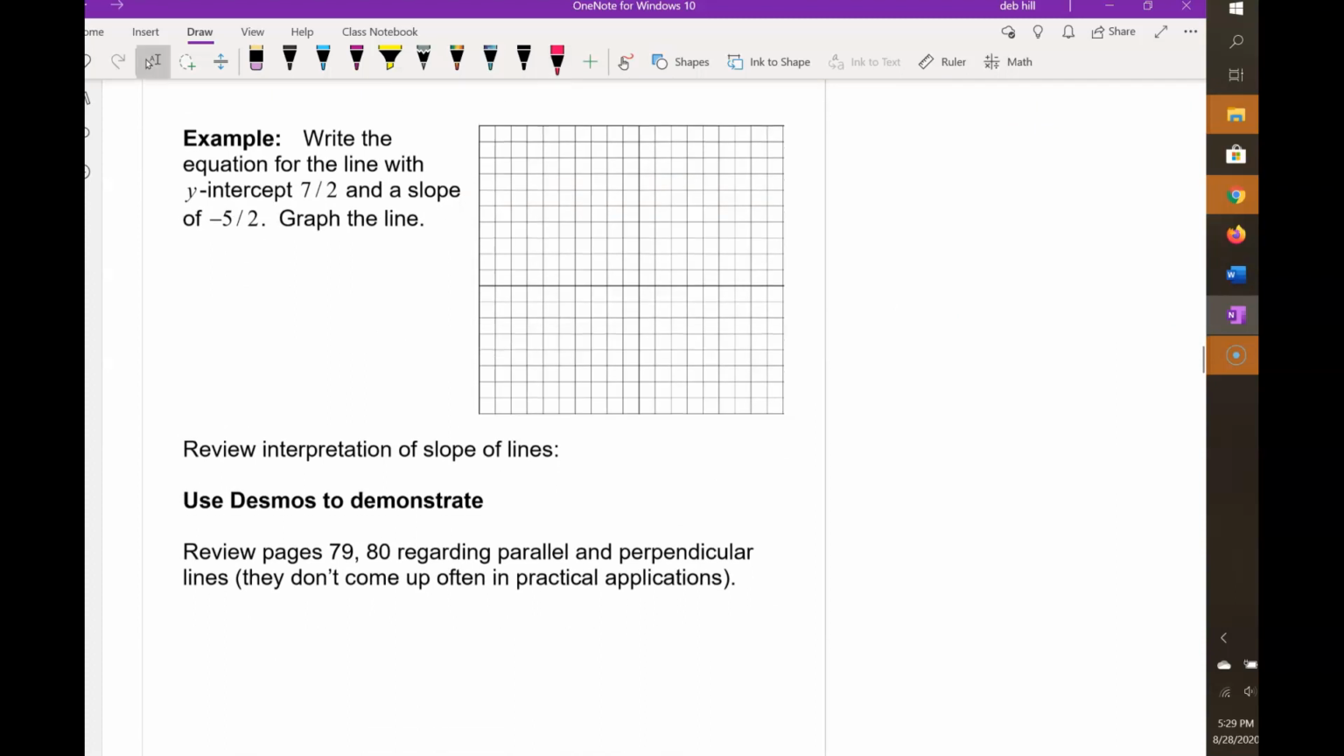Okay, so here's an example. Write the equation for the line with a y-intercept of 7/2 and a slope of negative 5/2. So we write y equals, the slope is negative 5/2, so I'd write the slope and then multiply that by the x, plus the y-intercept of 7/2. Then I'm going to label my x and y axes. And then I'm going to notice that my numbers are in halves. I have 5/2 and 7/2.